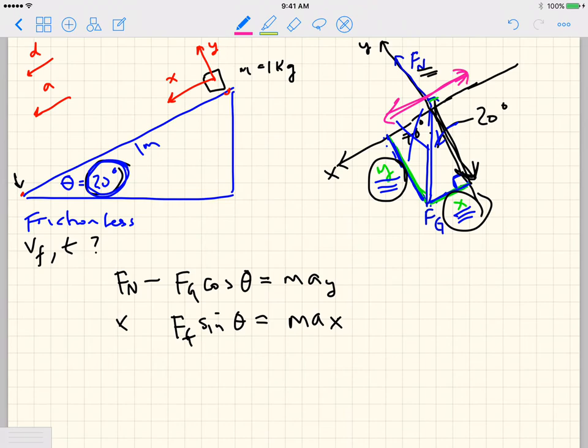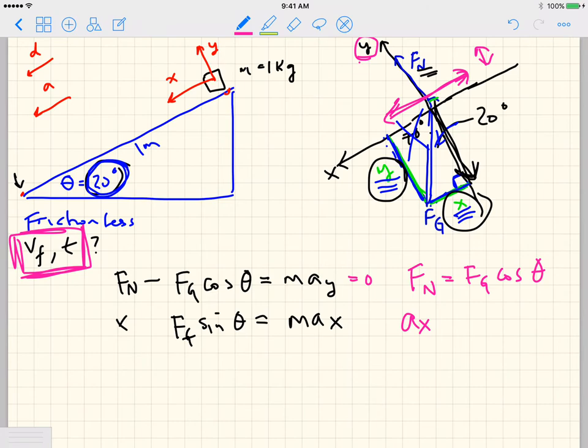Now, the next step is to recognize that the box will always move along the x-axis, there will be never any motion in this direction, which is to say along the y-direction as I've defined it. So that means that the acceleration along the y-direction is zero. And that means that the normal force then equals the force due to gravity times the cosine of theta. However, there is motion along the x-axis, so then we know that the acceleration along x is what we're going to need to get at these two quantities that we were asked.